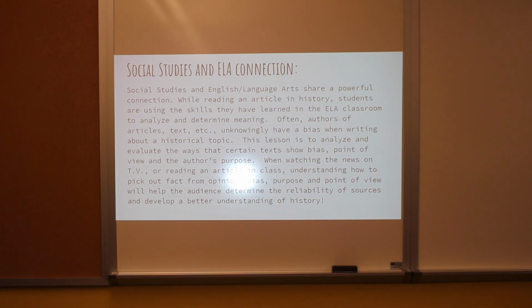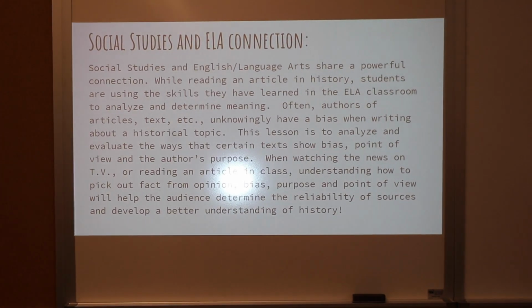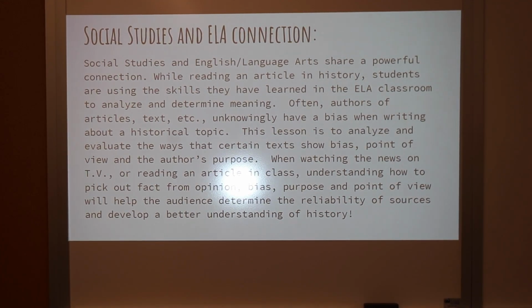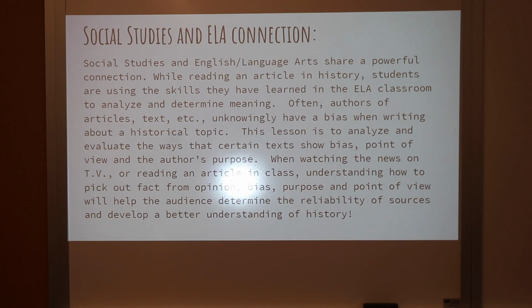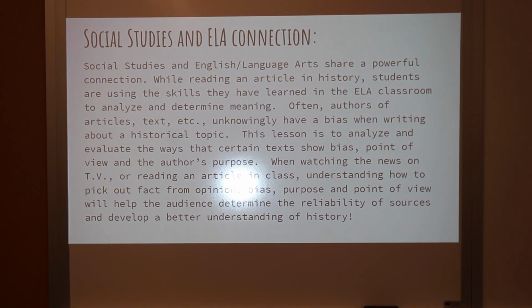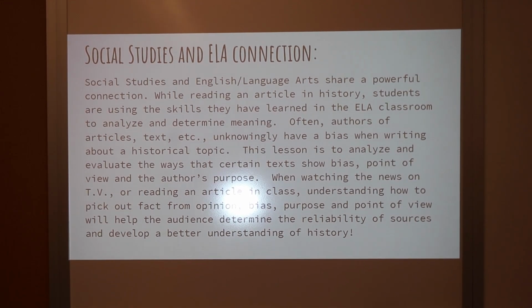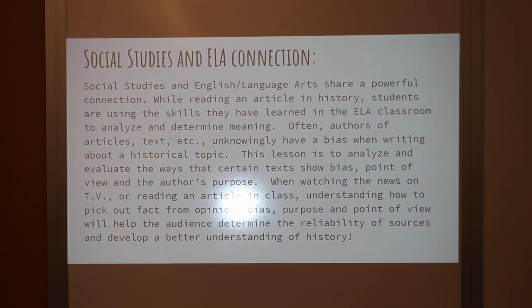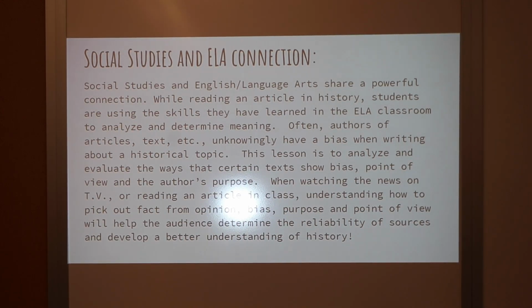Social studies and English and language arts share a powerful connection. While reading an article in history, students are using the skills they have learned in the ELA classroom to analyze and determine meaning. Often, authors of articles, texts, etc. unknowingly have a bias when writing about historical topics. This lesson is to analyze and evaluate the ways that certain texts show bias, point of view, and the author's purpose. When watching the news on TV or reading an article in class, understanding how to pick out fact from opinion, bias, purpose, and point of view will help the audience determine the reliability of sources and develop a better understanding of history.